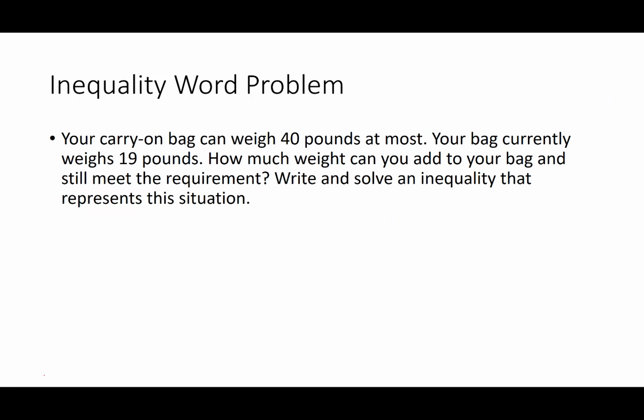All right, here's another word problem example. Your carry-on bag can weigh 40 pounds at most. All right, so it says at most. Your bag currently weighs 19 pounds. How much weight can you add to your bag and still meet the requirement? So at most means the most it can be. The biggest it can be is 40 pounds. So it can get all the way up to 40 pounds. It can be exactly 40 pounds, but it cannot go over that. So this is less than or equal to.